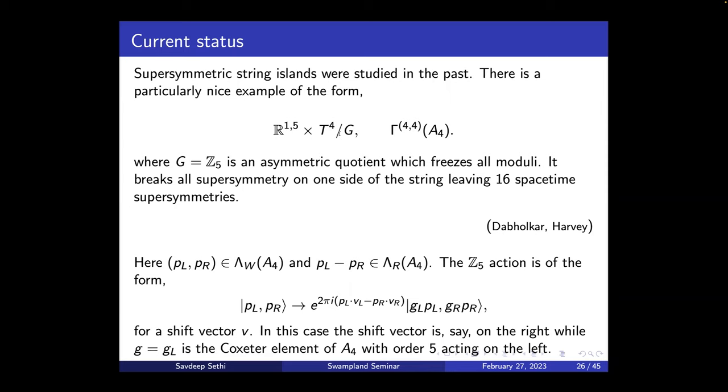So what you can do is you can asymmetrically mod by this Z5 on one side of the string and act with a shift on the other side of the string. And you find a background in which you break all the supersymmetries, the 16 supersymmetries, on one side of the type 2 string, and you preserve all the supersymmetries on the other side. So you end up with a background that is morally like a K3. This T4 mod G has the same supersymmetries in spacetime as a K3, 16 supersymmetries, but it has no moduli. So it's completely frozen. It's a stringy background.